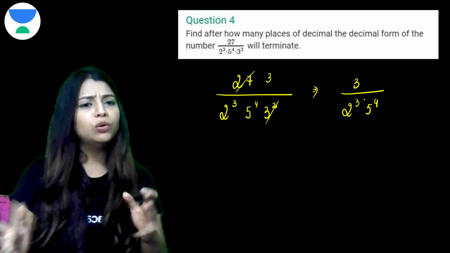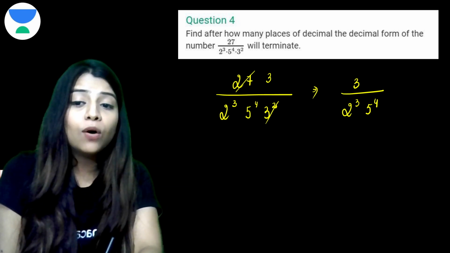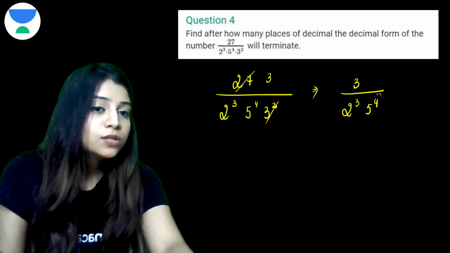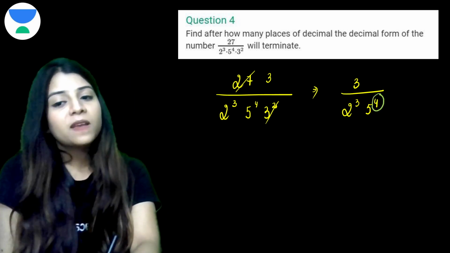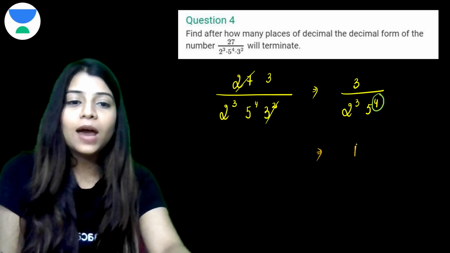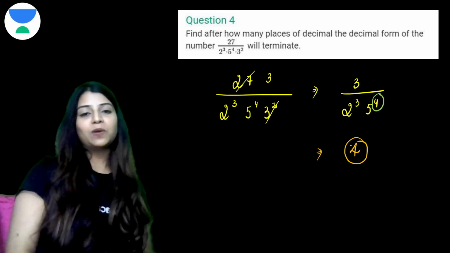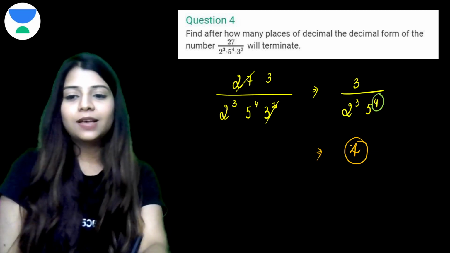Either it can be of 2 or it can be of 5. But over here, the highest degree is of 5. So 4 is the highest degree, and this is the only answer I'm having now. So after 4 decimal places, the decimal expansion of this expression terminates. So as easy as that.